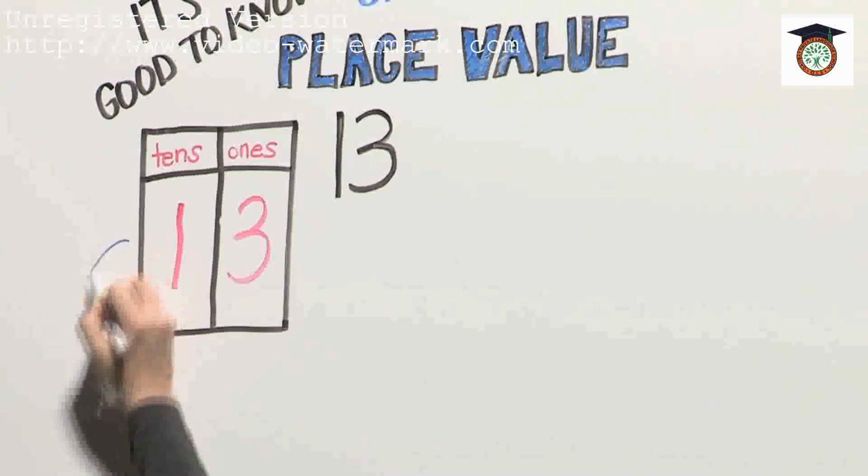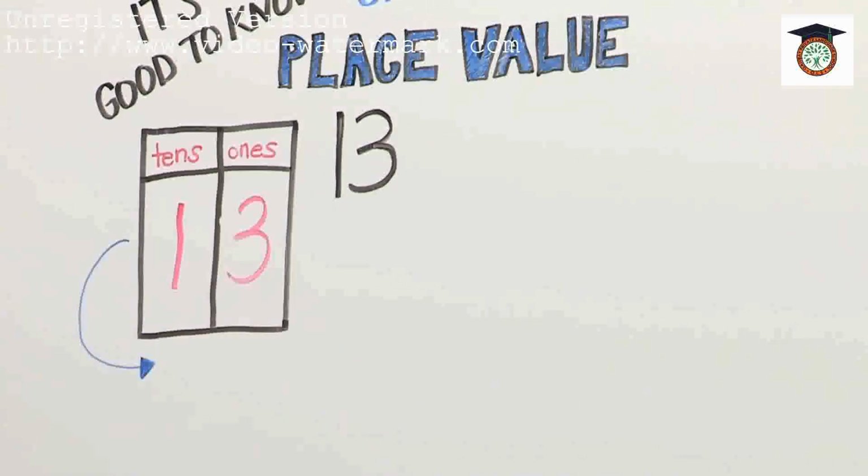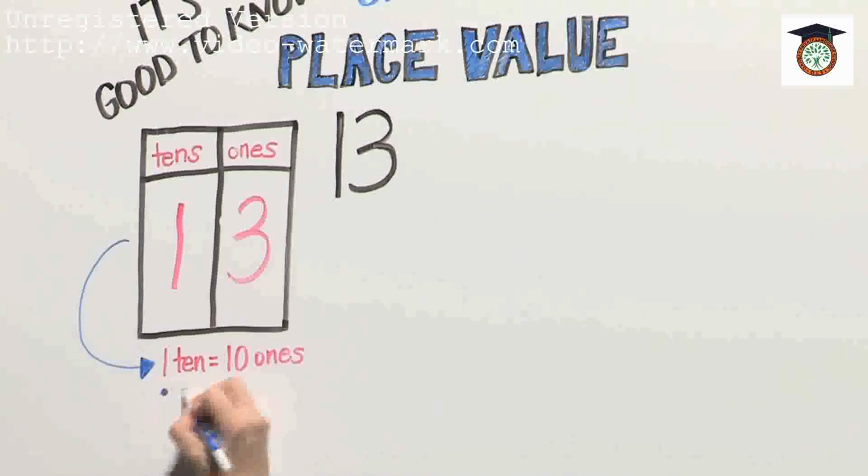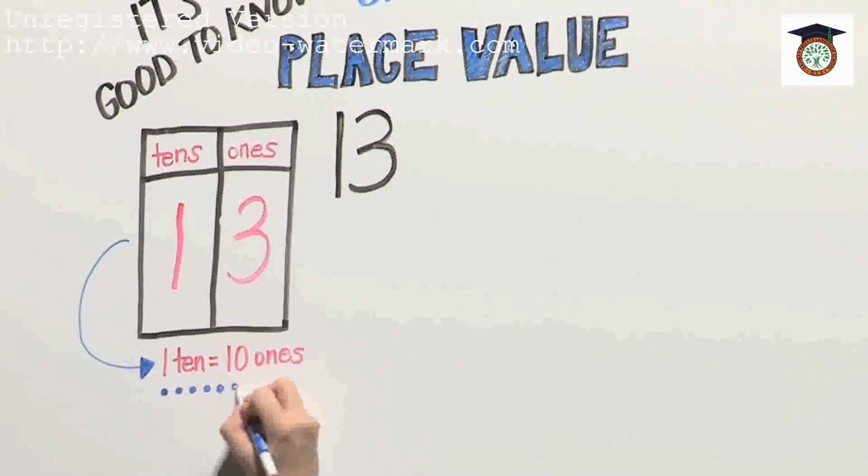But what does 1 ten mean? 1 ten is made up of 10 ones. In place value, a ten is a bundle of 10 ones. This can be tricky to understand at first, so starting with objects can help.